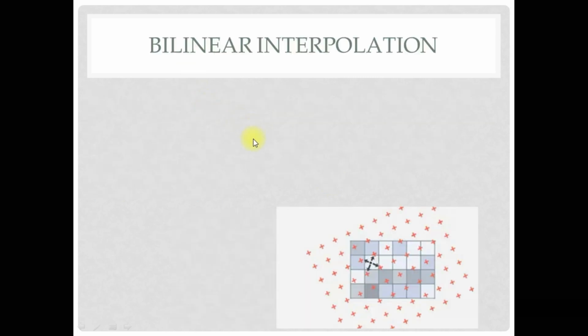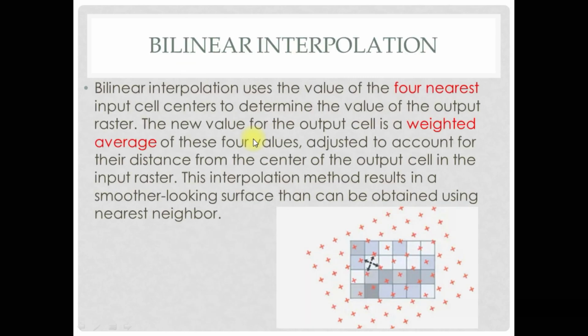So the second one is bilinear interpolation. Bilinear interpolation uses the value of the 4 nearest input cell centers to determine the value of the output raster. The new value for the output cell is the weighted average of these 4 values, adjusted to account for their distance from the center of the output cell in the input raster. This interpolation method results in a smoother looking surface than can be obtained using nearest neighbor.